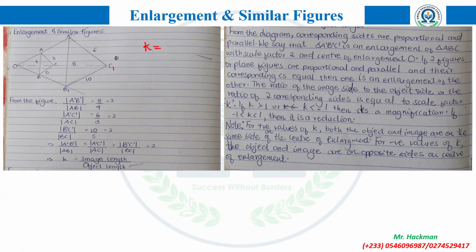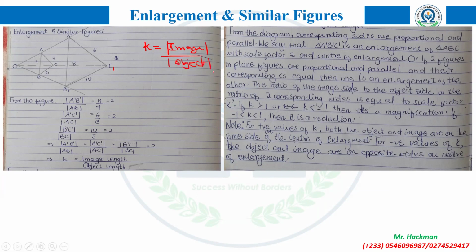For every scale factor, you are supposed to have your K equal to the image length over the object length. In geometry, we use this to represent length. As simple as that. So if you know this, you are good to go.